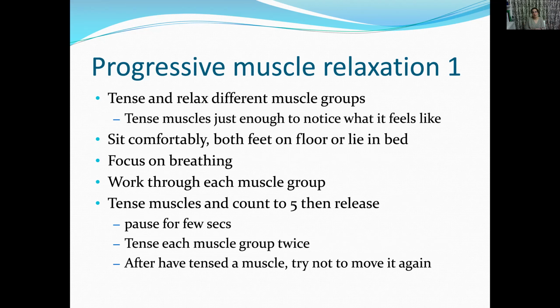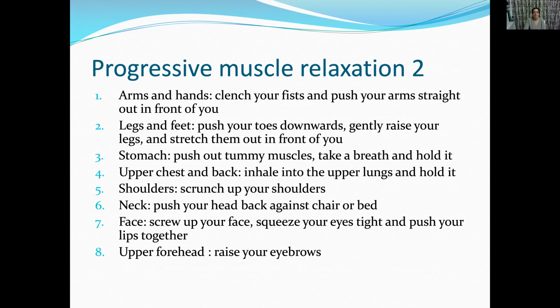So you tense each muscle group twice, and after having tensed, try not to move it again. This is just an example of what they do, like with your arms and hands. Clench your fists, push your arms straight down in front of you. So do that, hold at 5 and let it go.